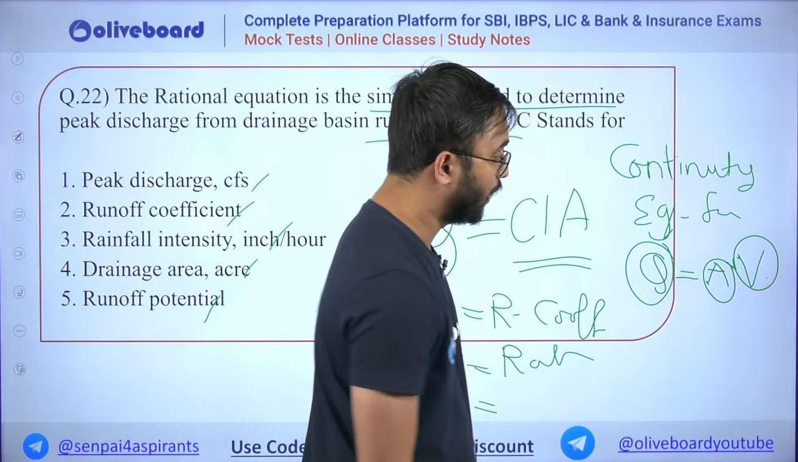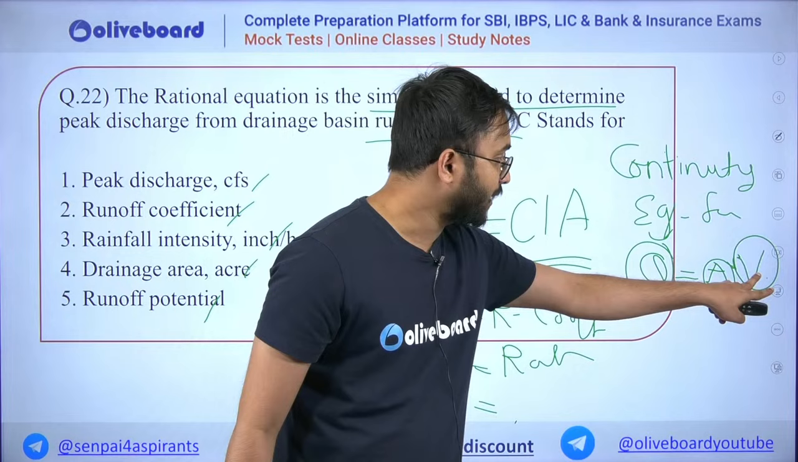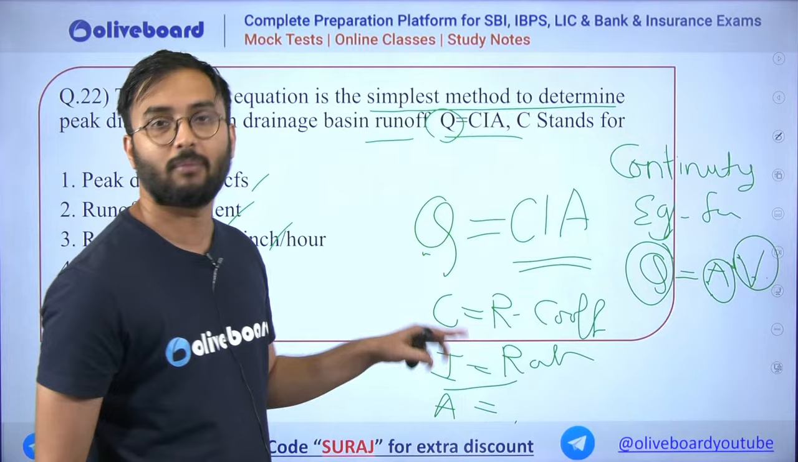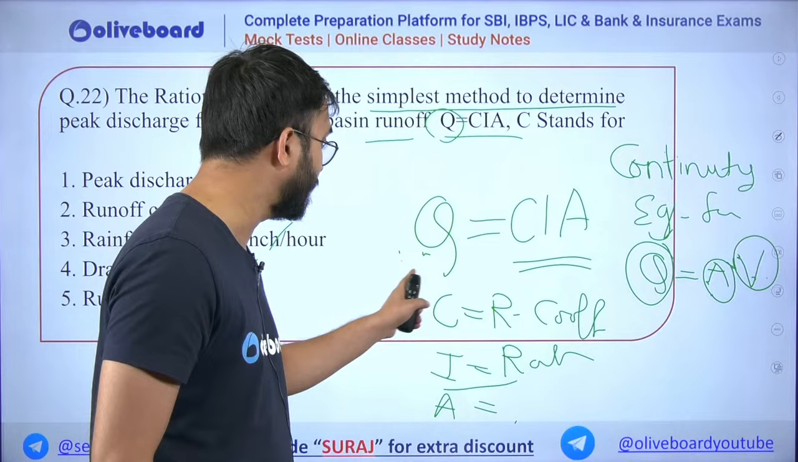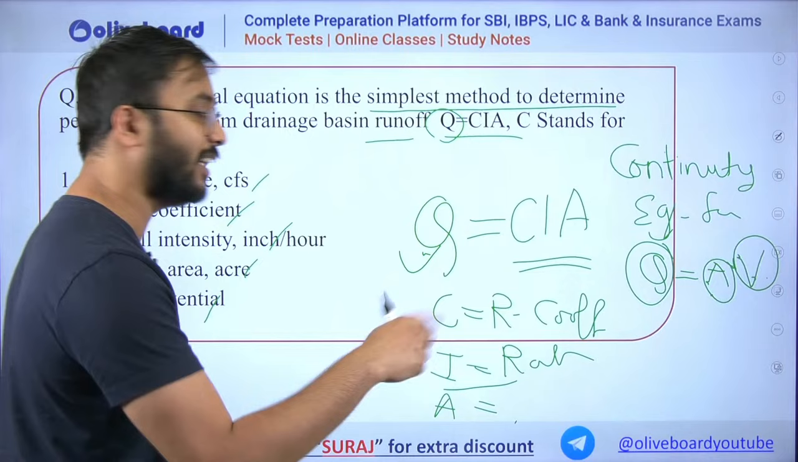Quantitative flow is Q. But this V, this velocity, is the rainfall's velocity, which is given by intensity here. Okay, so this is the proper formula. If anybody asks you what is the source of this formula, generally the basis of this formula is the continuity equation, Q directly proportional to VA.